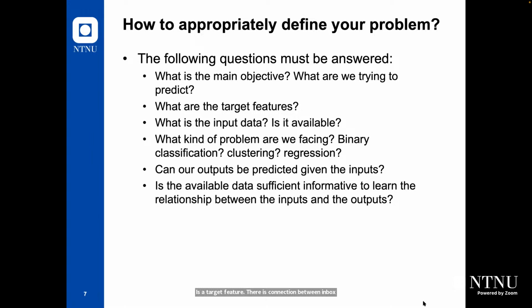Is the available data sufficiently informative to learn the relationship between the inputs and the outputs? Do you have enough data points? Because if you don't have enough data points, you cannot go for a black box model. Machine learning models, we call them black box models. And these black box models require a huge amount of data to train. So if you don't have enough data, don't go for black box models. Don't go for machine learning. There are other solutions which can be used.